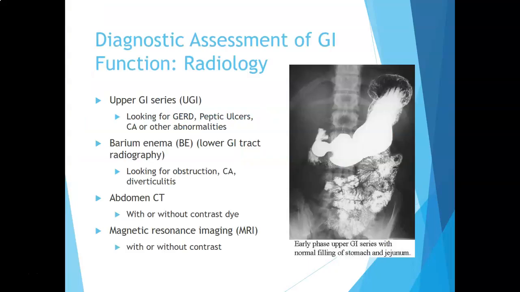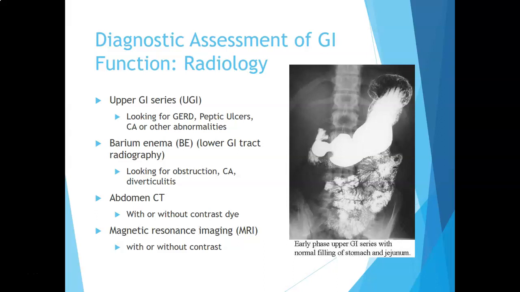So, diagnostic assessment of GI function, specifically radiology. Here we're talking about the upper GI series, which is a radiographic examination with fluoroscopy. This is done to locate obstruction, ulceration, or growths in the esophagus, stomach, and duodenum. We're really looking for GERD, peptic ulcers, cancer, or any other abnormalities. Patient generally will need to drink a contrast medium and is placed in various positions on the X-ray table in order to take pictures of all the different bits and pieces that they need to in there.